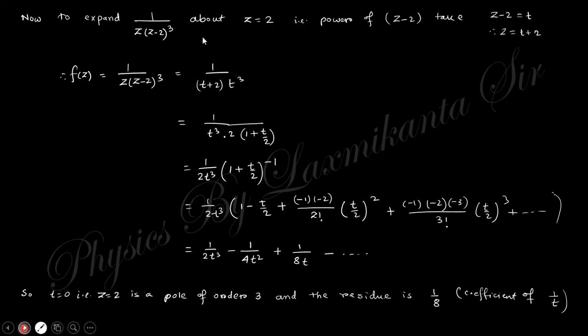And in the case of the other one, that is z equals 2, take z minus 2 as t, substitute this one and expand with respect to t, you will get this 1 by t term also. The lowest power of t, the negative power of t, is 3, so the order is 3, and the coefficient of 1 by t is the residue. That's why the residue is also 1 by 8.